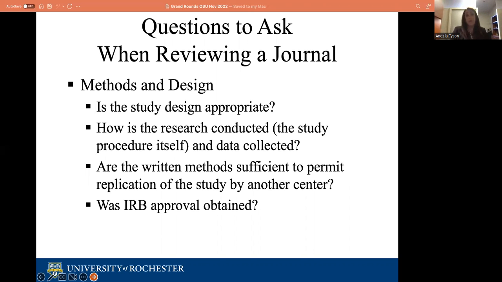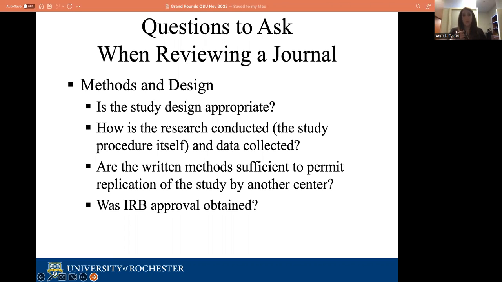Next is the method design. Is this study design actually appropriate? And how is the research conducted, like physically the study itself and data collected? What they do with the data and how it's stored and who is blinded, and HIPAA kind of things are really, really crucial. So the steps that are taken through the method and design is really important to have protocolized and extremely specified. And then, are the written methods sufficient enough to be replicated by another center?